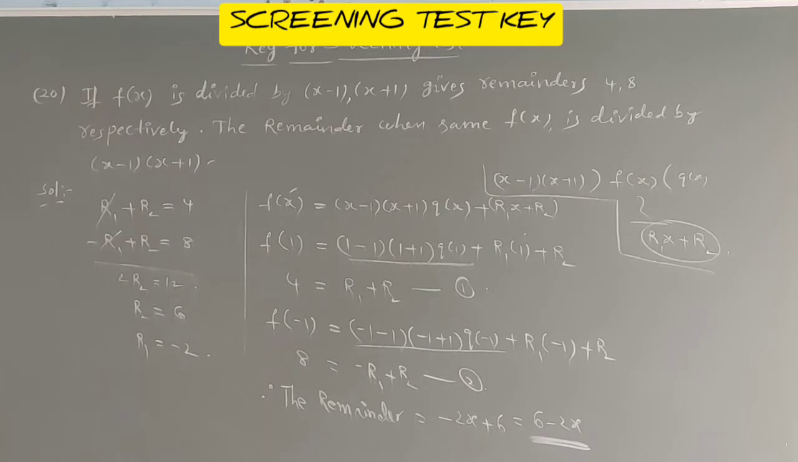So here f of 1 equal to R1 plus R2. That is R1 plus R2 equal to 4. F of minus 1 equal to minus R1 plus R2 after substituting plus 1 and minus 1. We got two equations. If you add the given equations, you will get R2 as 6. By using R1 plus R2 equal to 4, R1 is minus 2. So the final remainder is 6 minus 2x.